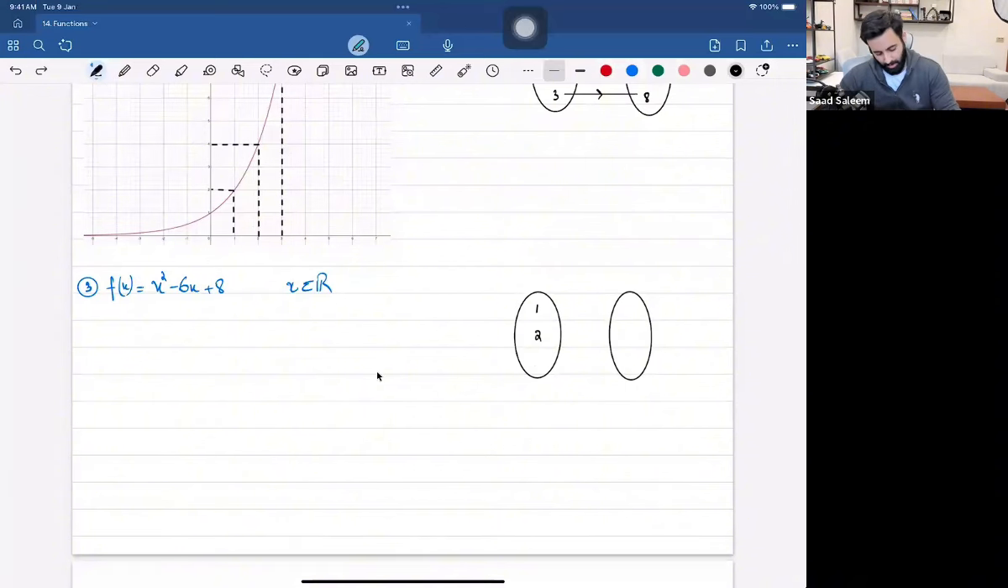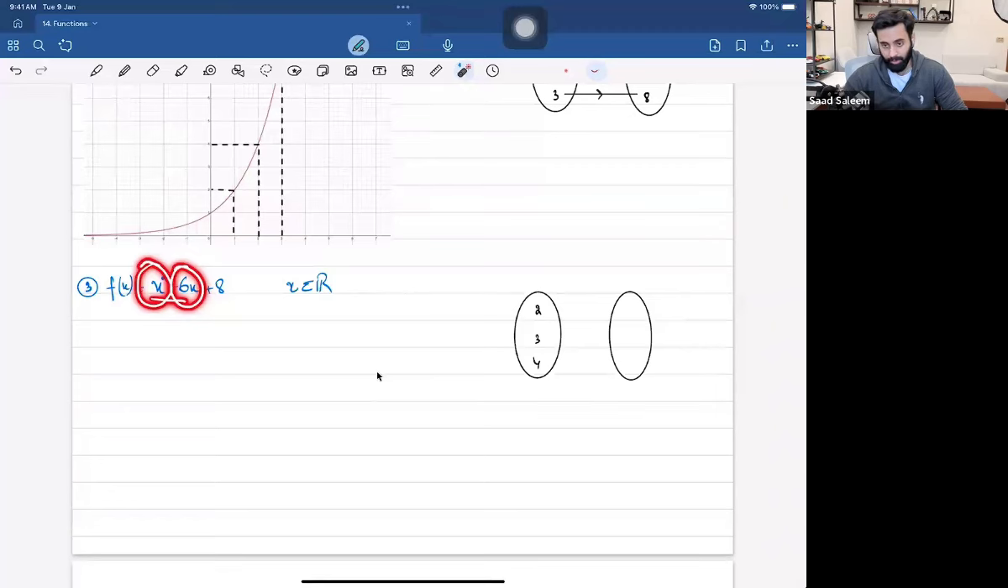Okay. Now, here we have a quadratic function. Let's plug in 2. Let's see what happens. So 2 squared is 4. 6 times 2 is 12. 4 minus 12 is minus 8. Minus 8 plus 8 is 0. So that means when we plugged in 2, we got 0.